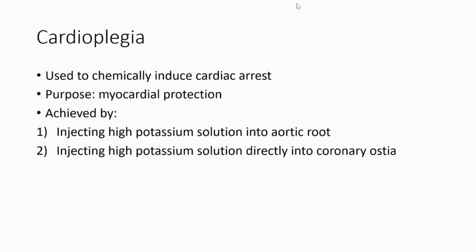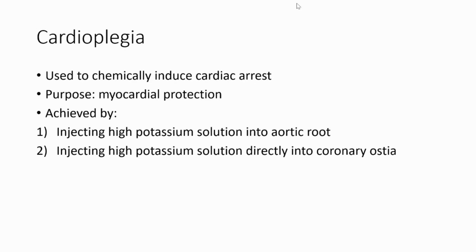In patients with a competent aortic valve, that's an option, because essentially, if you think about your anatomy, the coronary ostia, which is the openings of the right and left coronary arteries, they exist just above the aortic valve. So if we inject a high potassium solution into the aortic root, then essentially it will fall down. You could think of it as falling down to the aortic valve, and then it will spread through the left and right coronary ostia and perfuse the heart with high potassium solution, and the heart will arrest.